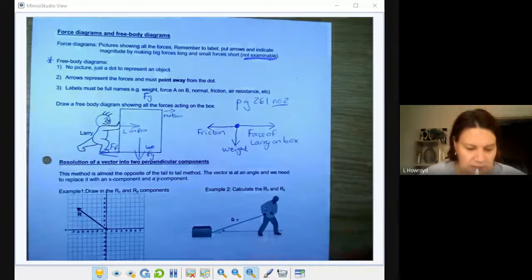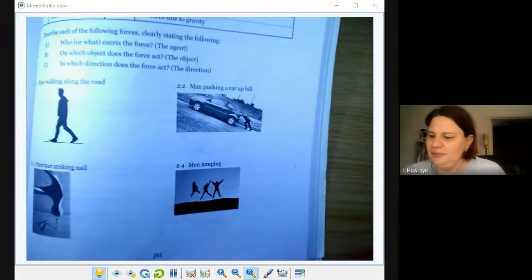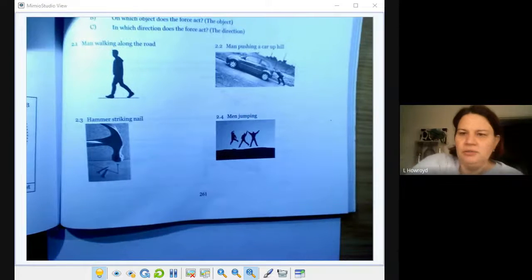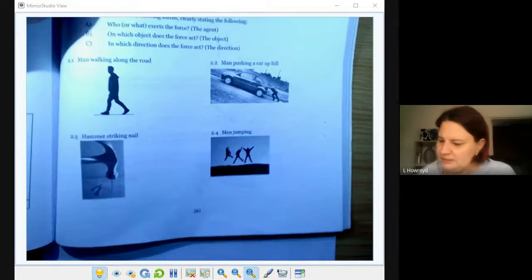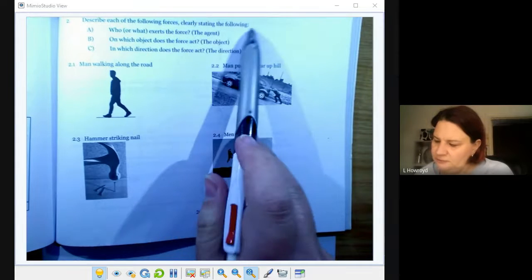Okay. It says there, I'm going to put it under here, and I'm going to adjust them a little bit just so that you can then draw free body diagrams with them. Let me just check that you can see. Oh, yes. Okay, so what it says here, it says, describe each of the following forces clearly, starting the following.